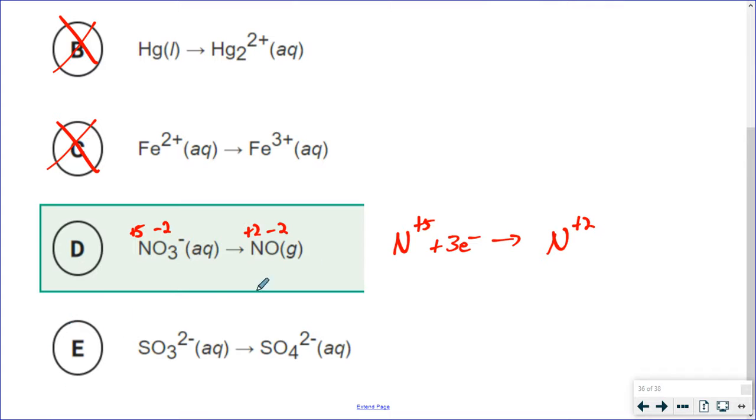Let's evaluate E just for practice. Oxygen's a -2. -2 times 3 is -6, and we need a -2 charge overall. So the sulfur would be +4 here. And then -2 here, -2 times 4 is -8. And we have to add up to -2 charge for the compound. And so if we get -8 from my oxygens, the sulfur here has to be +6. So +4 to +6, it increases just like these ones, and this would be oxidized.